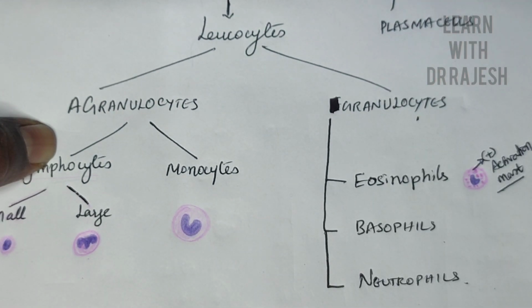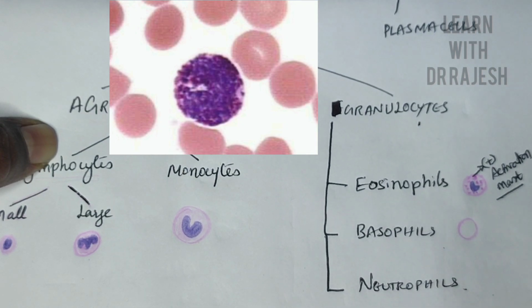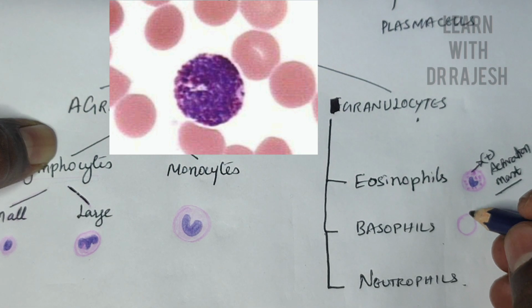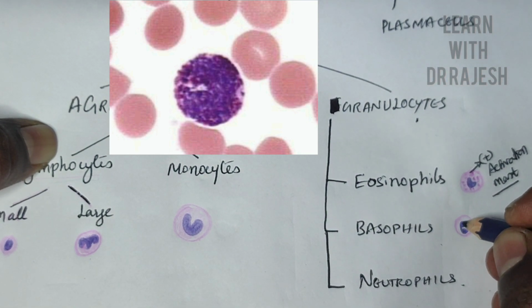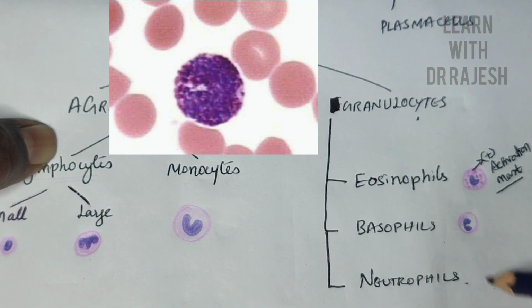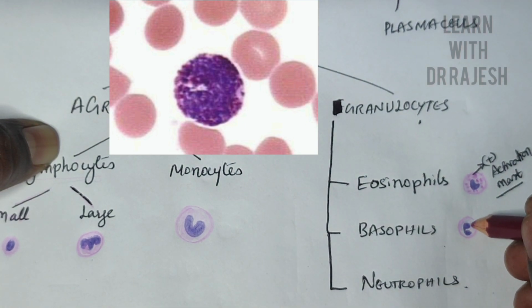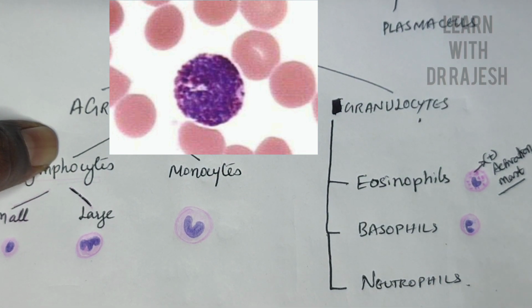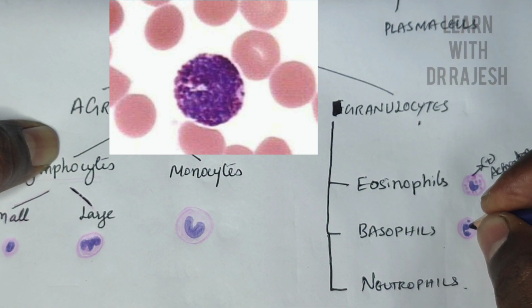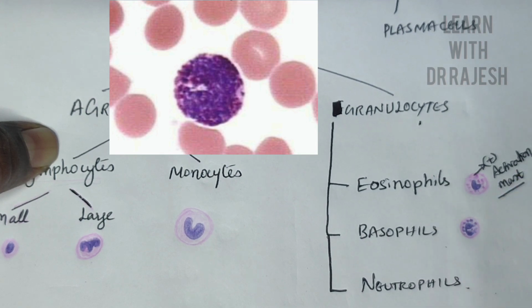Next, coming to the basophils, here the cells will have a large nucleus which will be bilobed. So there will be a bilobed nucleus, and the cytoplasm will have a lot of basophilic granules. In eosinophils we saw acidophilic granules. In basophils the cytoplasm will have a lot of basophilic granules, which we need to draw with hematoxylin. So these are the many basophilic granules present in basophils.